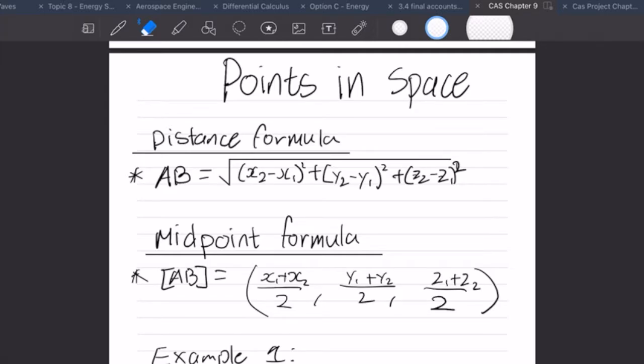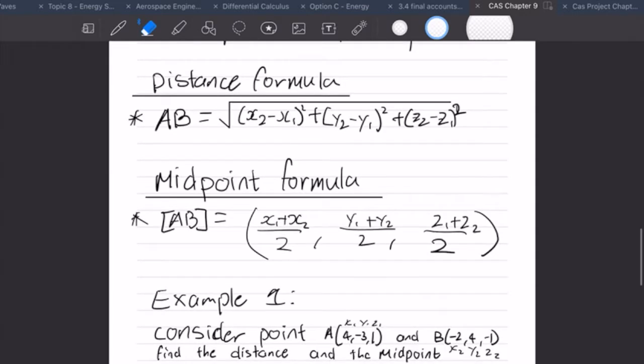So the formula for distance of line AB would be x2 minus x1, because you'll have two coordinates, one for A, one for B. So you'll have x2 minus x1 the whole squared, plus y2 minus y1 the whole squared, plus z2 minus z1 the whole squared, and that's all square rooted. And for the midpoint formula, finding the midpoint is basically like taking the average, so you'll have x1 plus x2 over 2, and because it's a coordinate you'll have a comma, y1 plus y2 over 2, and z1 plus z2 over 2.